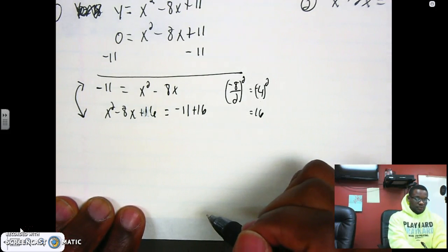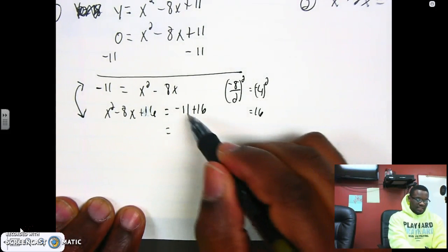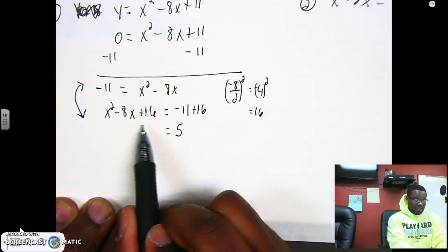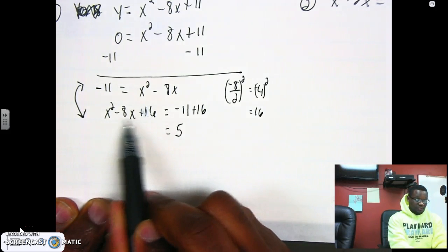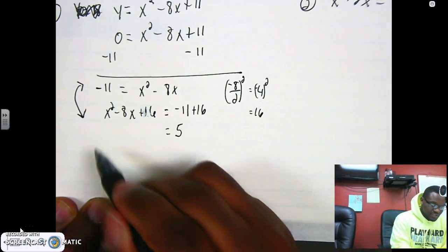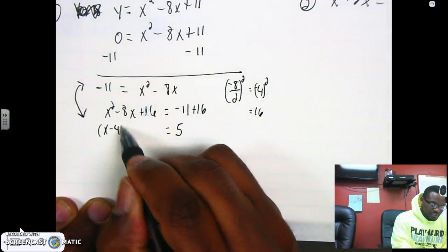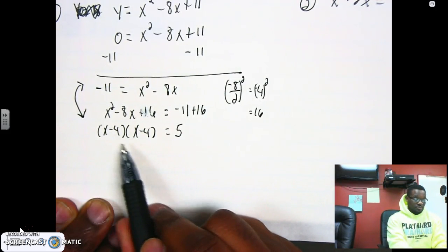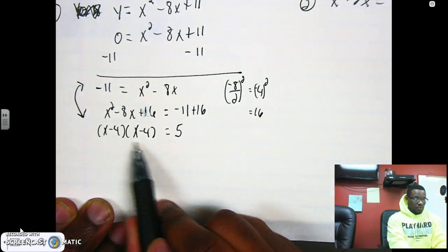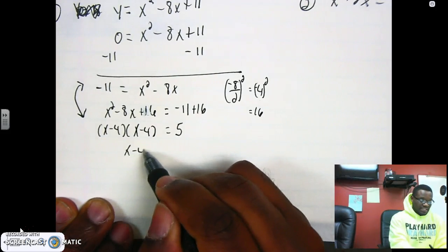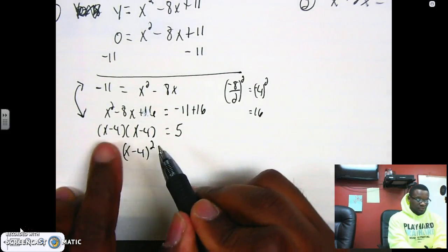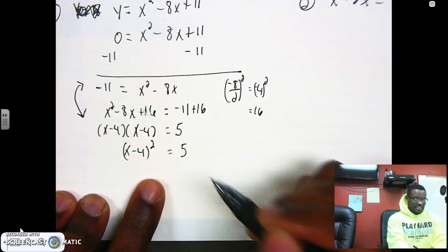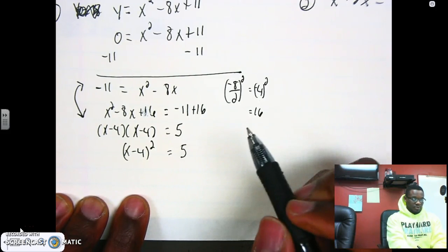Now, what you want to do is simplify. Negative 11 plus 16 is 5. And what happens here is that this right here you must now factor. This factors into x minus 4 times x minus 4. It's going to do that every single time. It's going to double up. It's going to be the same factor every time. But we don't want to write it like that. We want to write it like this. So technically, guys, you don't have to do this step if you understand that this is what you're going to get.